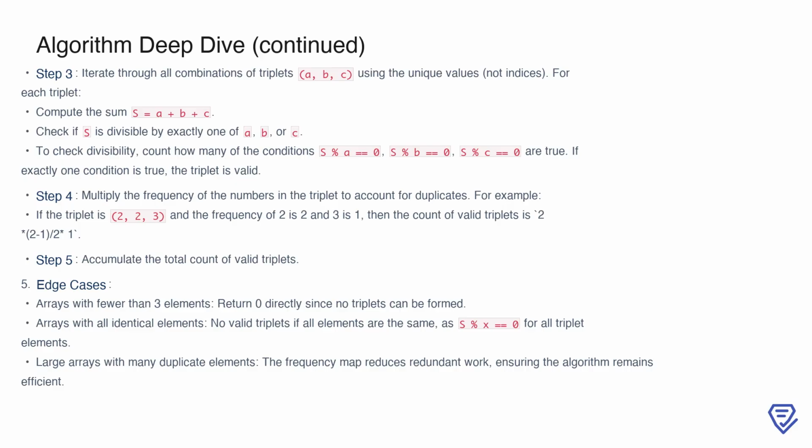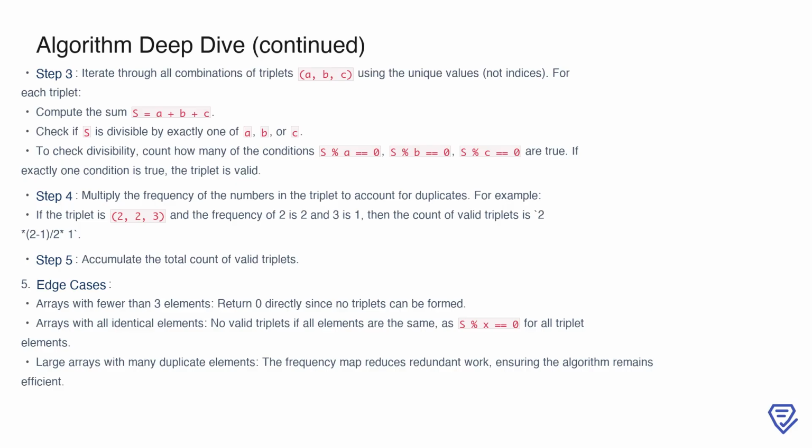Additionally, since duplicates may exist in the original array, we need to account for their frequencies. For example, if the triplet is 2, 2, 3, and the frequency of 2 is 2 and 3 is 1, the total count of such triplets would be 2 * 2 - 1 / 2 * 1. This formula ensures that we consider all combinations of the triplet while avoiding double counting. Finally, we accumulate the total count of valid triplets by summing up the contributions of all valid combinations.